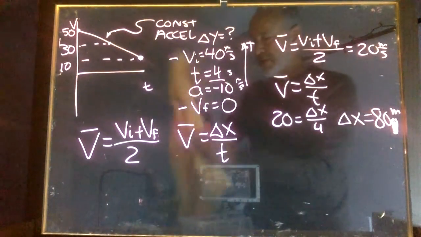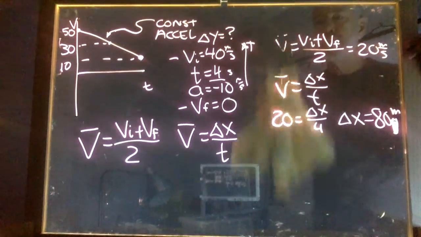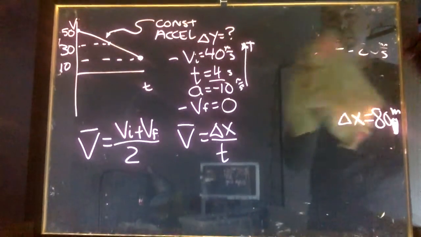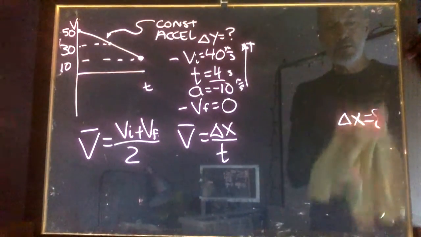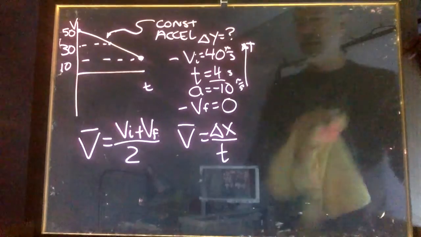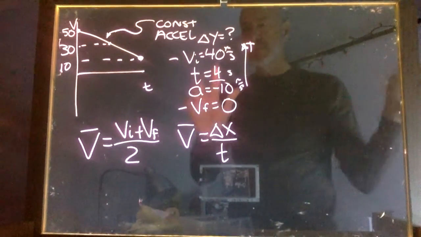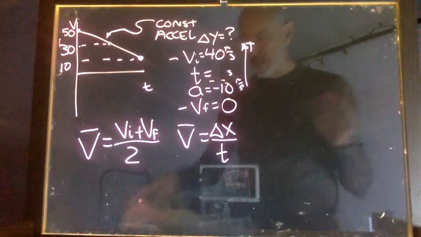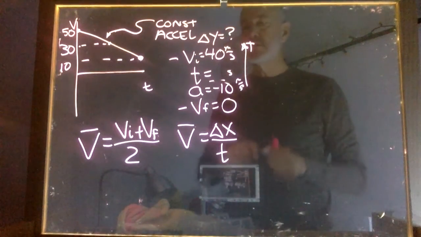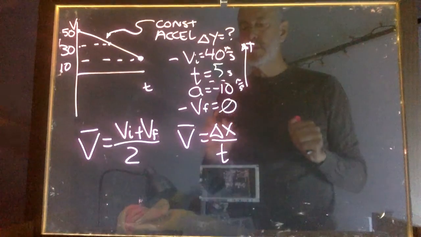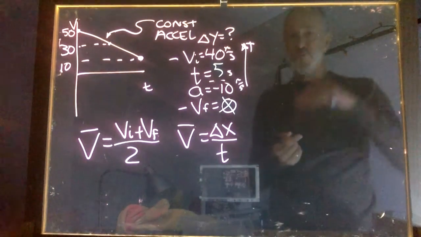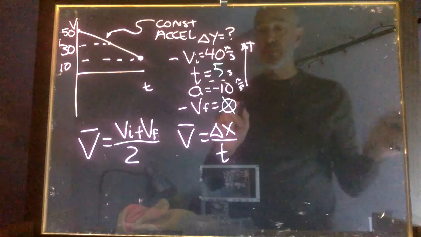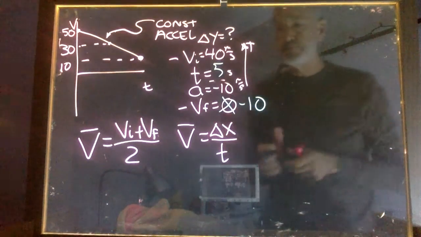Now let me show you another thing. And this is something you're going to be doing in a moment on a checkpoint. How about after 5 seconds? Let me get rid of this. I can't do it with my finger. So after 5 seconds, well, after 4 seconds, it was up at the top. After 5 seconds, it's coming down. The velocity would be -10.